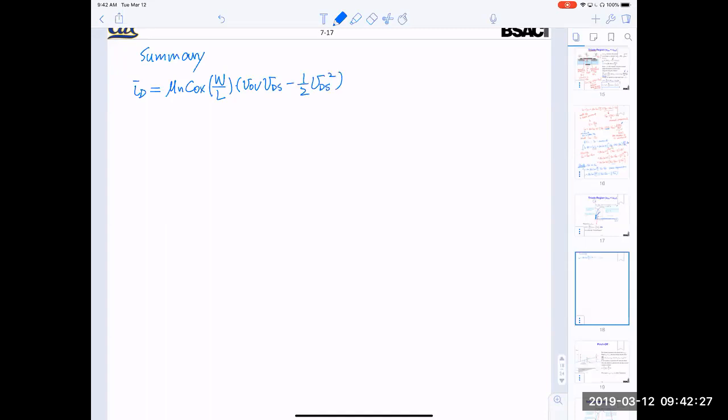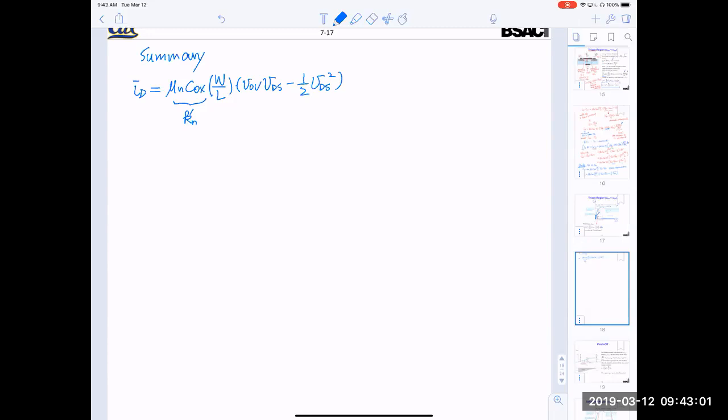Okay, a lot of symbols, a lot of subscripts. It is unavoidable, and we need to be very careful distinguishing them. We often have a symbol to represent mu n Cox, Kn prime. These are largely dependent on the technology node that you selected. You selected a fab, you selected a technology that you're going to implement your circuit. This is by and large fixed.